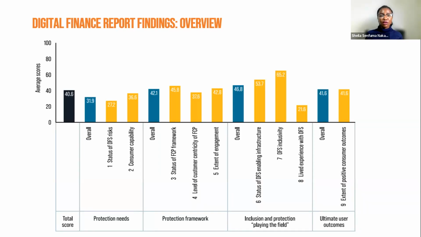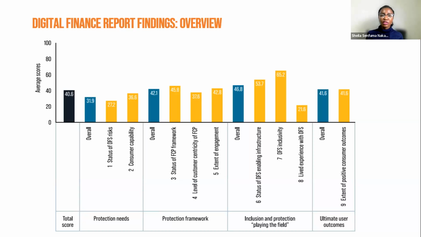Overall, we did see that the score across the board on the consumer experience was 40.6 out of a possible 100, which really paints a concerning picture, especially in terms of what needs to be done for consumers to be able to feel protected in the digital finance environment. But also some of the parts that scored really poorly were around the status of financial risks, mainly around consumers understanding or being conversant of digital financial services risks as they come up, but also their capability to protect themselves when faced with those risks.